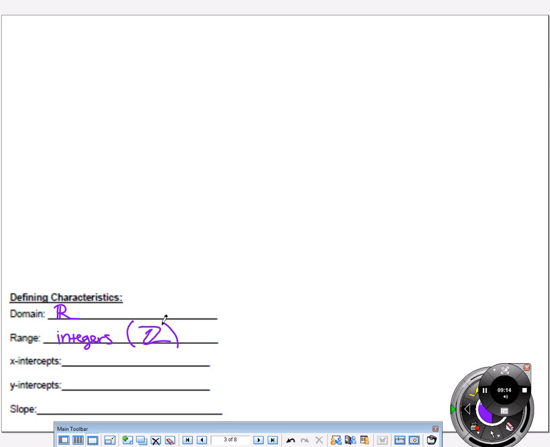All right, x-intercepts and y-intercepts of this function. So what are our x-intercepts? So definitely at (0, 0), but there's actually a lot of x-intercepts, right?